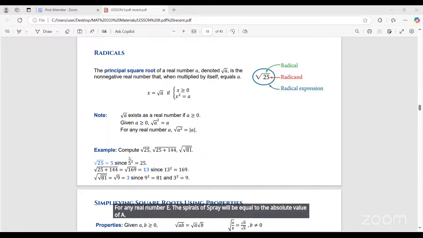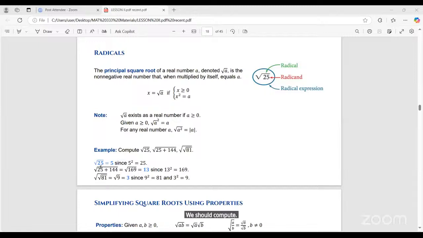We should compute. I have the square root of 25, which is 5.